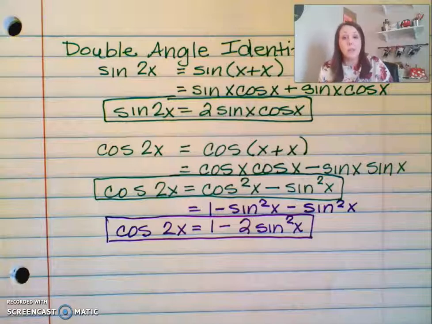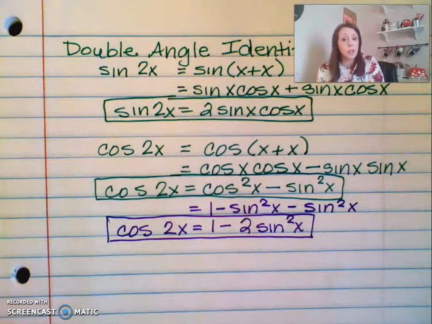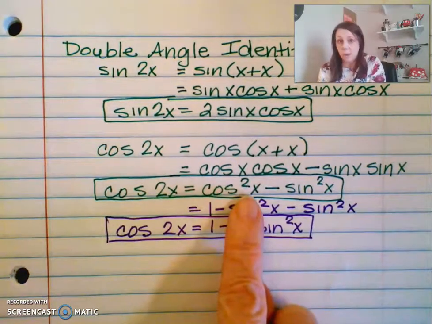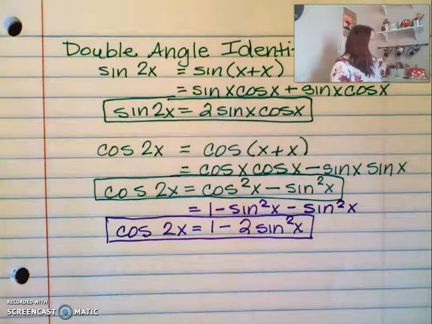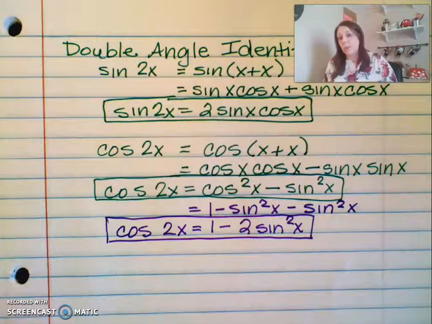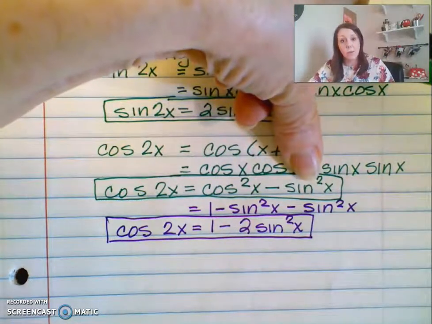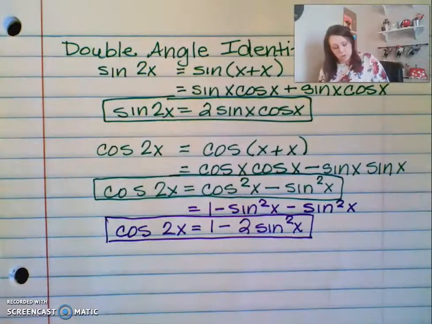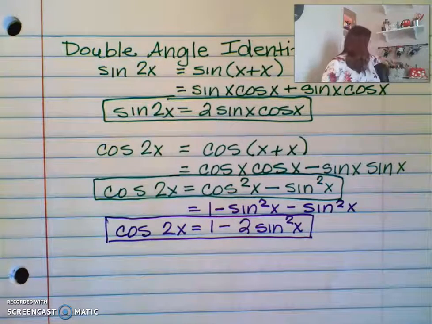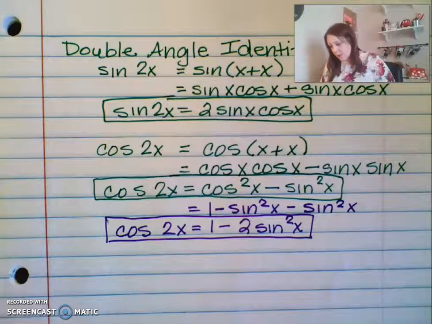And that comes from using that Pythagorean identity in this case. Now, instead of substituting the cosine squared for a 1 minus sine squared, there's another variation we could use. What if I had replaced this sine squared with one of its Pythagorean identities? So let's go back to that cosine 2x that we have there in the green.